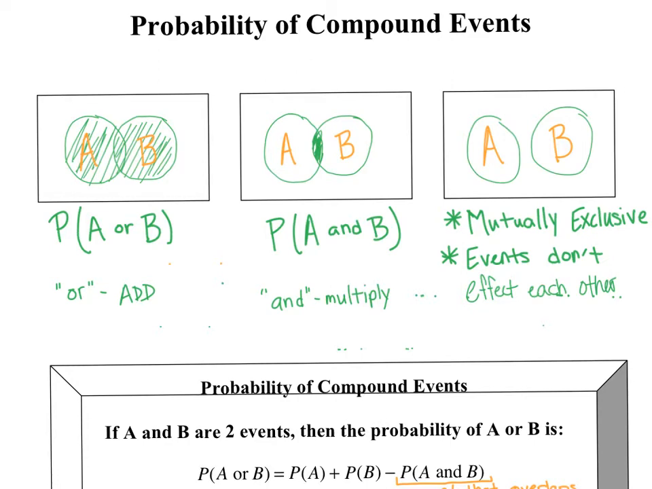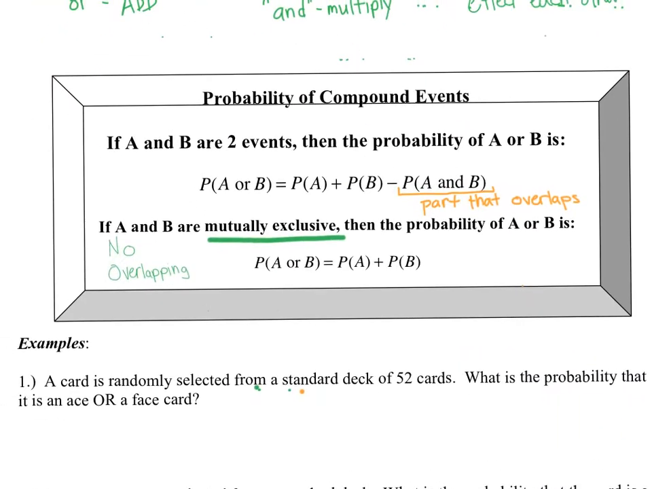So how do we actually find the probability of a compound event then? There's two different ways. The first one is if A and B are two events, then the probability of A or B is going to equal A plus B. That's what probability of A or B is. But if you have a situation where they're not mutually exclusive and you have an area that overlaps, you have to subtract that from your A and B added together.